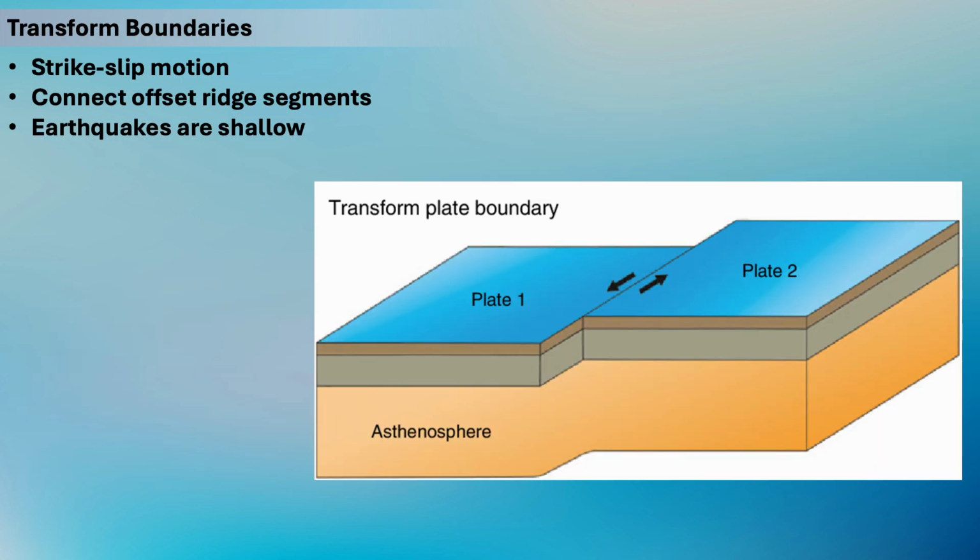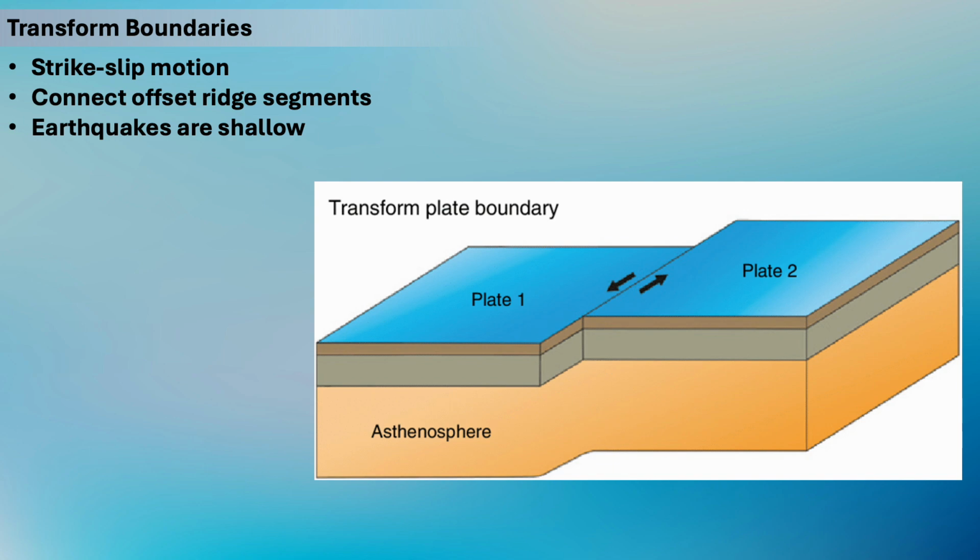At transform boundaries, tectonic plates move horizontally past one another. This sideways motion is fundamentally different from the separation that occurs at divergent boundaries or the compression that occurs at convergent boundaries. Because the motion is horizontal, transform boundaries do not create new lithosphere and do not destroy existing lithosphere. Instead, they serve to accommodate lateral motion between plates that are moving in different directions or at different speeds.